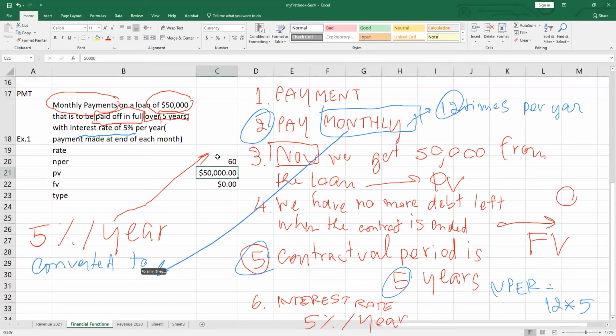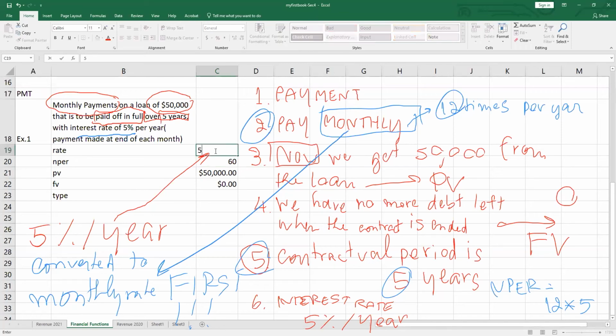converted to a monthly rate first, because if you don't convert, it will be the rate per year and it will be too much. So if you enter 5% in here, it will become 60% per year instead, because if you type 5% here, Excel will think that is 5% per month, and when you calculate it will be very, very expensive. That's why you have to change it to be a monthly rate first.